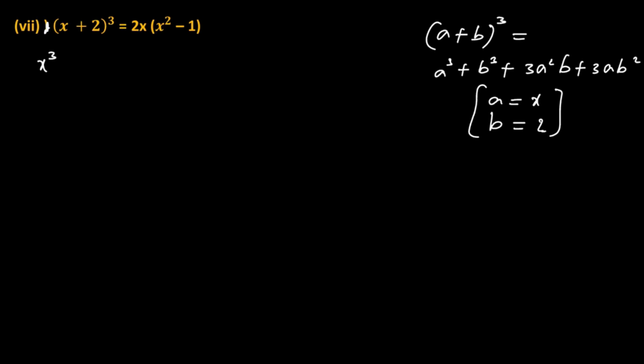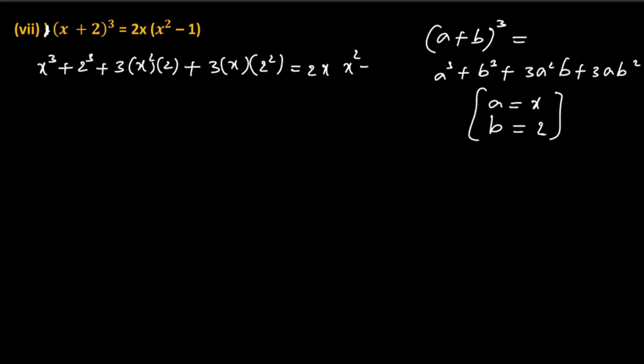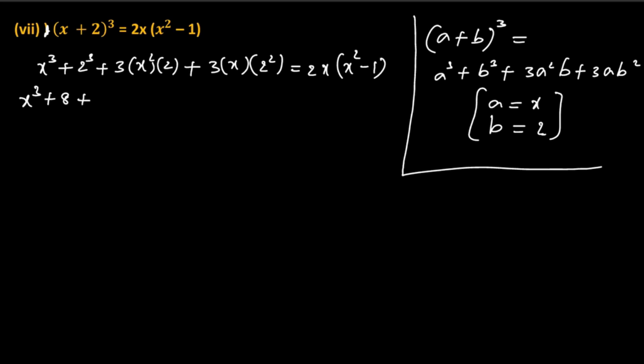It will be x cube plus 2 cube plus 3a square b plus 3ab square is equal to 2x into (x square minus 1). It will be x cube plus 8 plus 3 2s are 6, 6x square, plus 3 into 2 square, which is 4, 3 4s are 12, 12x, is equal to 2x into x square, 2x cube, minus 2x into 1, minus 2x.